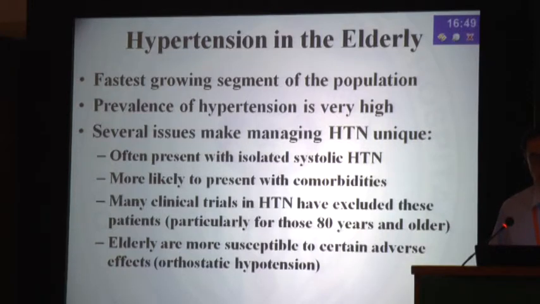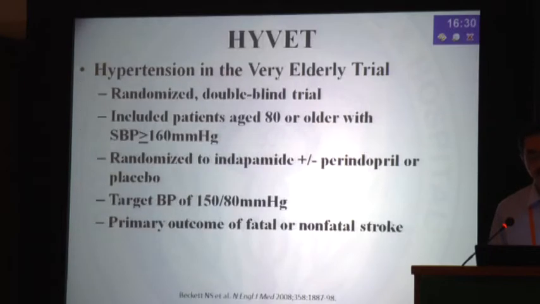They often present with isolated systolic hypertension. They're more likely to present with comorbidities. There are many clinical trials in hypertension which have excluded these patients, particularly those who are more than 80 years of age. And the elderly are more susceptible to certain adverse effects, for example, orthostatic hypotension.